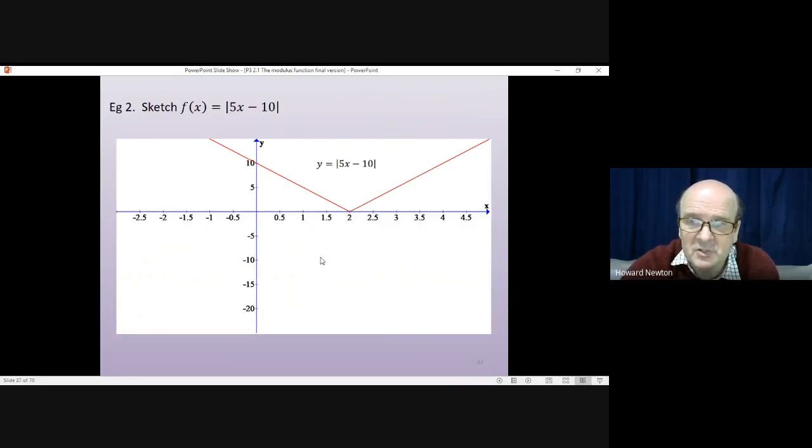And that is a sketch of y equals the modulus of 5x minus 10. You'll notice this bit has vanished. It was just working out really to help me there. If you're doing it, I would do that bit lightly in pencil so that you can rub it out and it doesn't exist when you do the final graph.